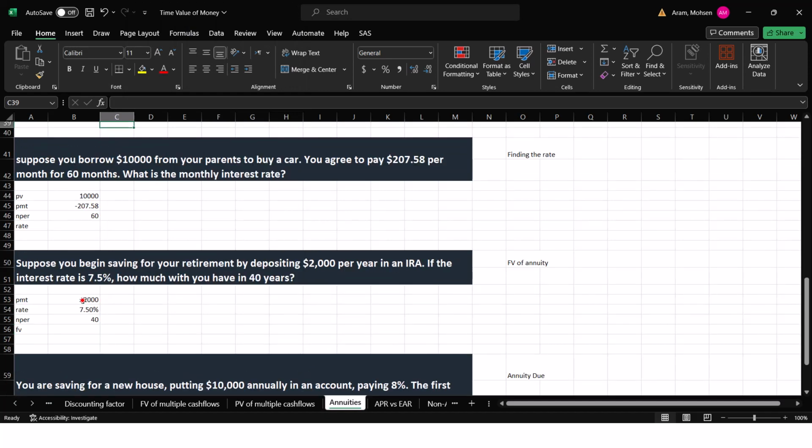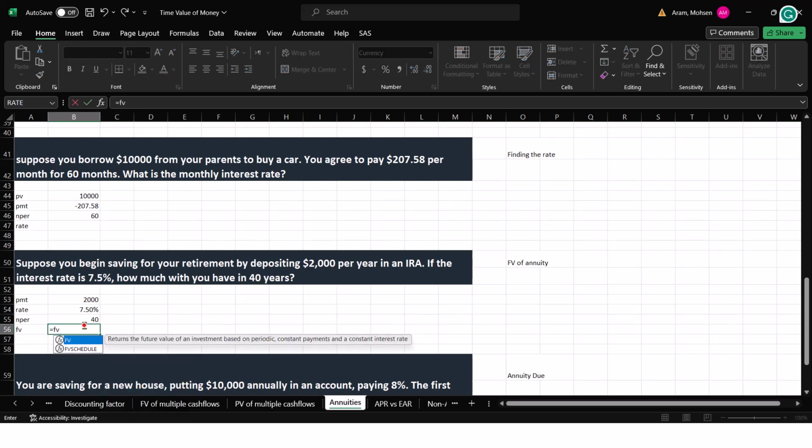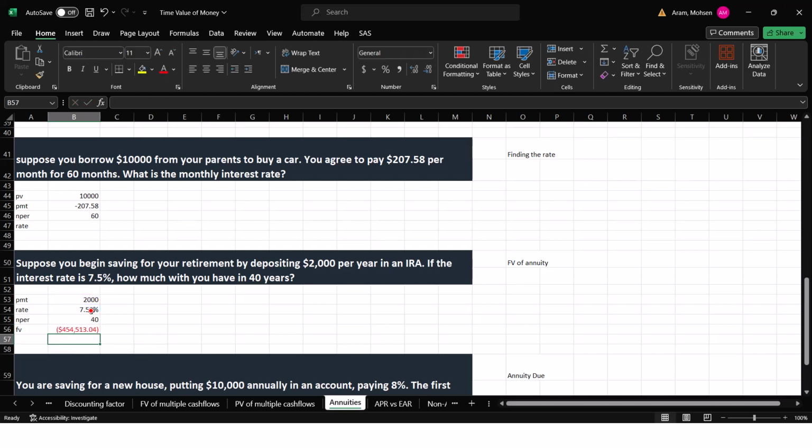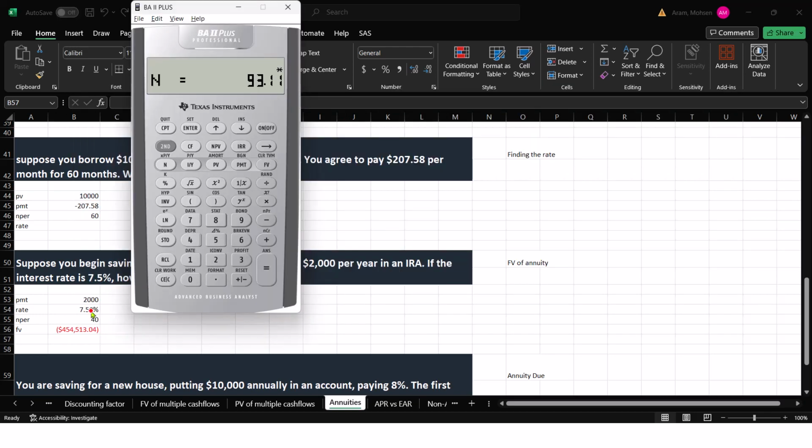And you can calculate the future value of an annuity. If you have the payment amount, the rate, and the number of periods, you can calculate the future value. Future value would be the rate, number of periods, 40, and payment, and the future value would be $454,513.